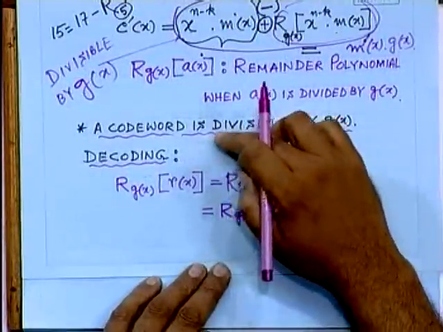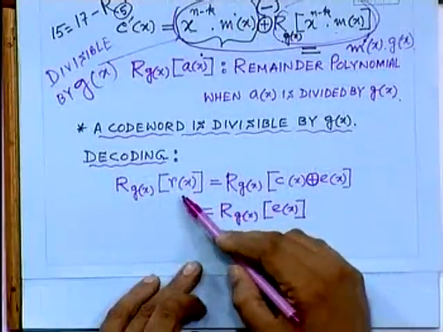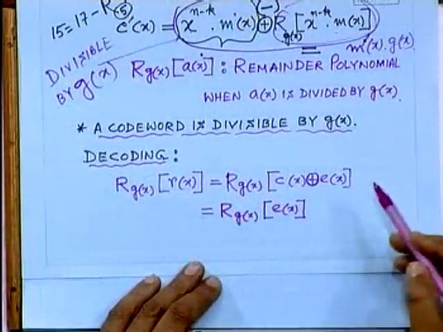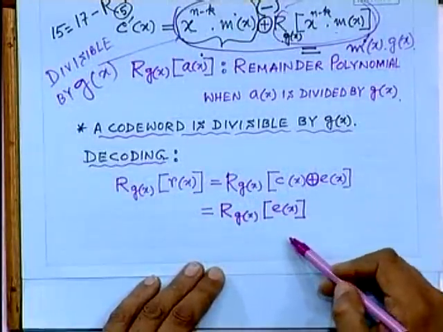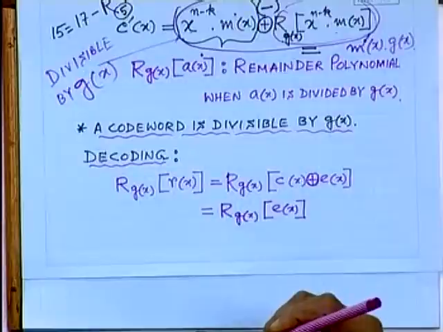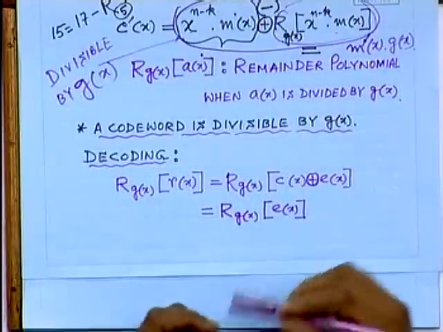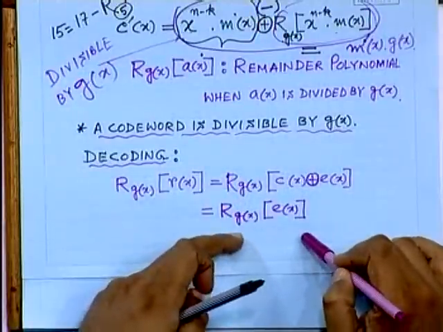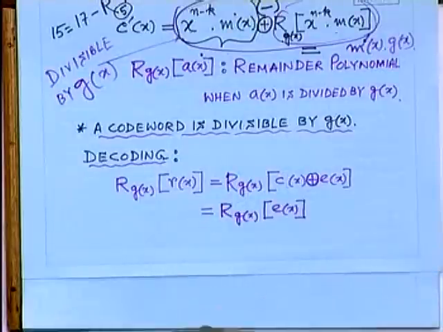And just now we said any code word is a multiple of Gx, divisible by Gx. So when Rx is divided by Gx, I get a remainder due to the error polynomial only. So this remainder is something interesting which is not dependent on the message polynomial.